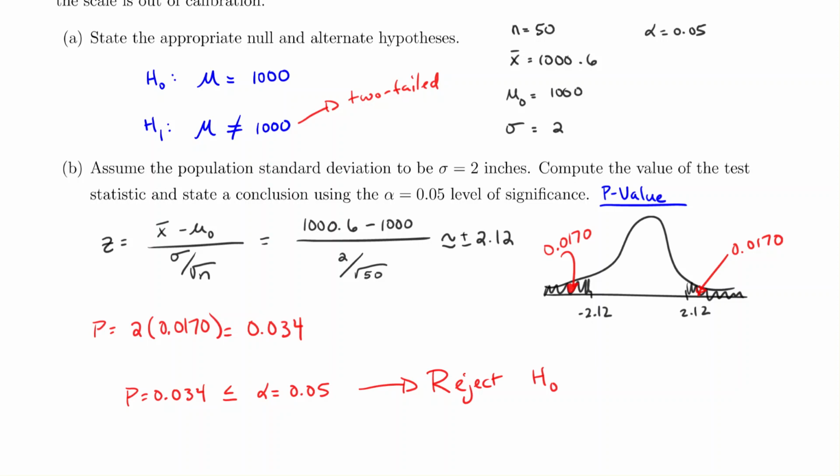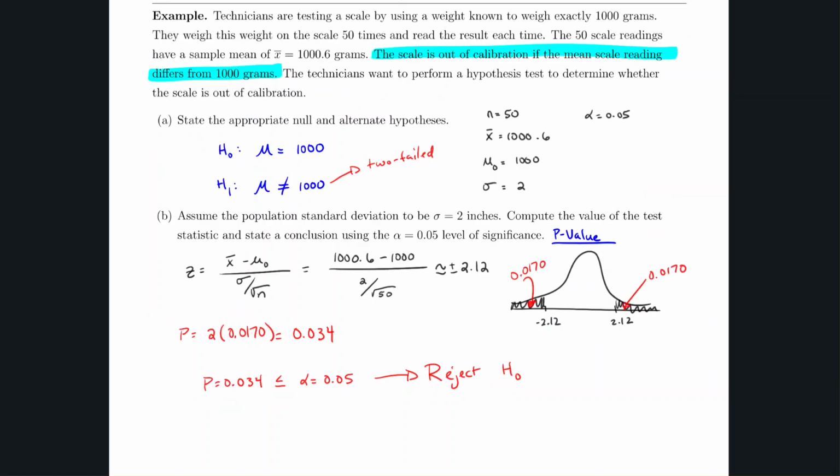Now that I know I'm rejecting h0, I still need to figure out how to phrase it in terms of how the problem was presented, because it was presented in context. That's part of stating my conclusion. By rejecting h0, we're saying this is false. We're saying the scale did not measure 1,000. And if the scale did not measure 1,000, then it differs from 1,000 grams, which means the scale is out of calibration. So for this problem, I could just say the scale calibration has been shown to be wrong because it's measuring a value different from 1,000 grams.